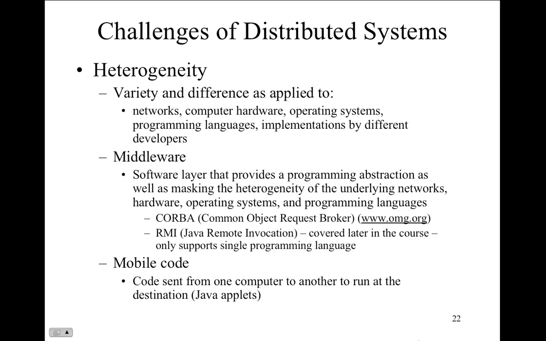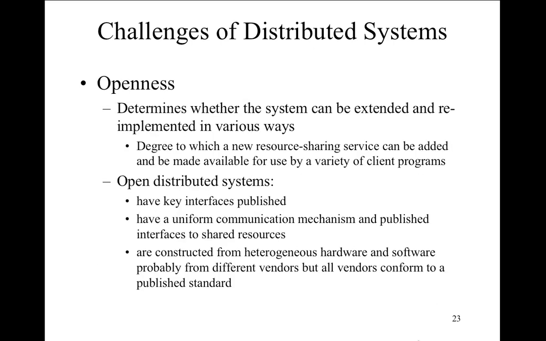Mobile code is code sent from one computer to another to run on a destination, maybe a Java applet. Nah, not so much anymore. We don't have so much mobile code. Mobile code was when you downloaded the applet, and the applet ran on your computer. You know how long it takes to download an applet these days? Well, not as bad as it was in the past, but not so good.